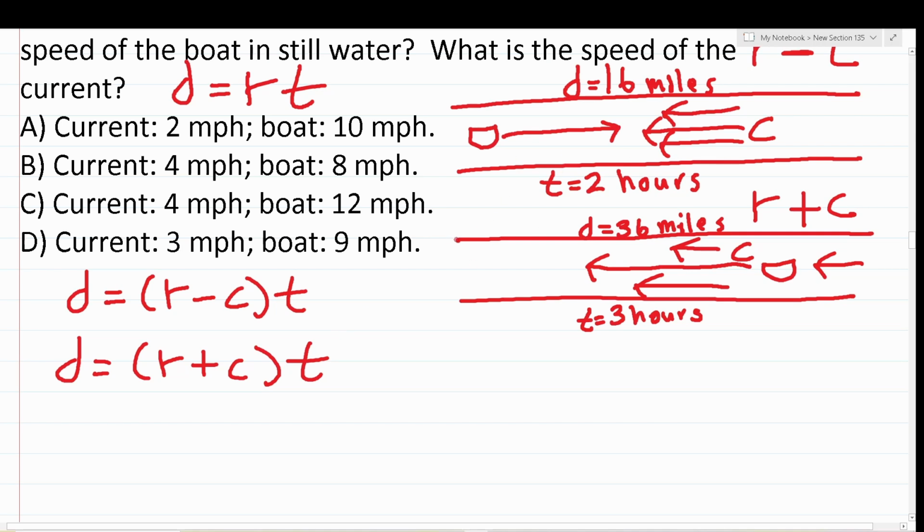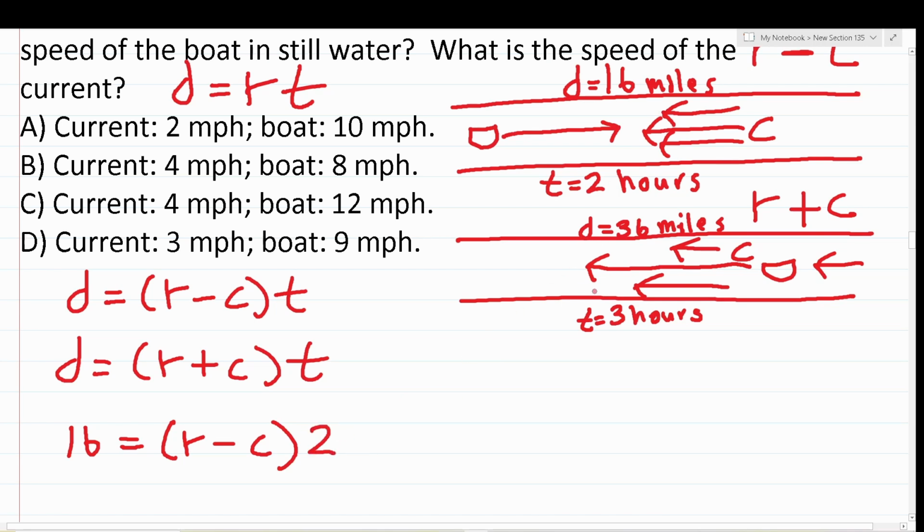We already know some of these values. We know that in this scenario here, the boat went 16 miles, so this is 16 equals rate. We don't know its rate, so we'll leave that as R. We don't know the speed of the current, so we'll leave that as C. And we know it took 2 hours in this first case for this boat to go 16 miles. So we know T is 2 in this case.